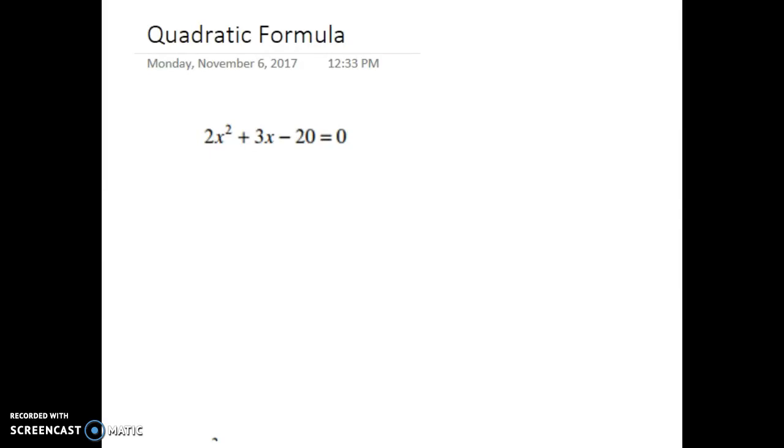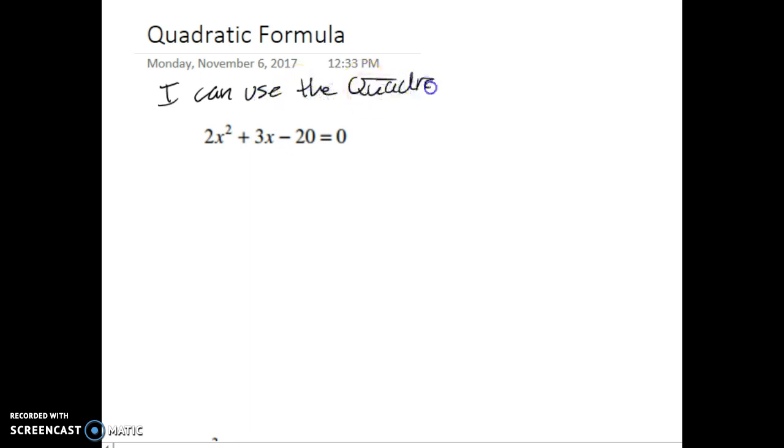So today we're going to learn about the quadratic formula and how we can use it to solve. Today's essential question is, I can use the quadratic formula to solve. That's what we're going to do.